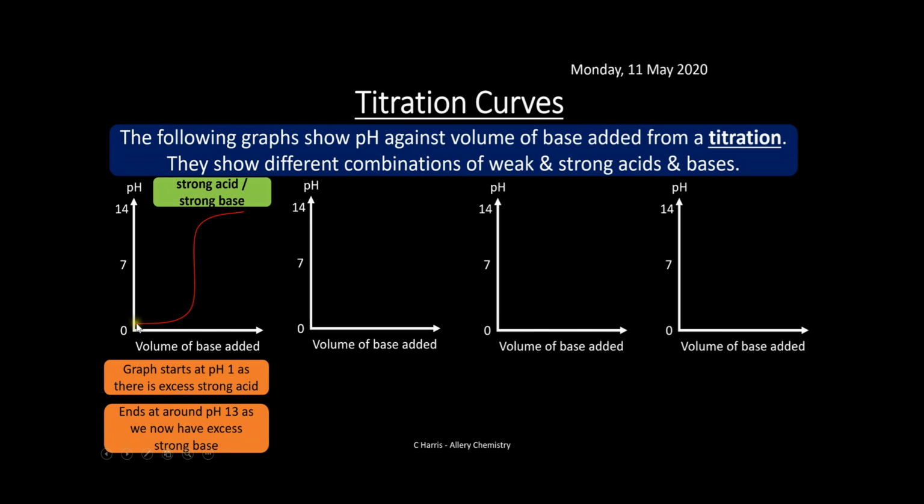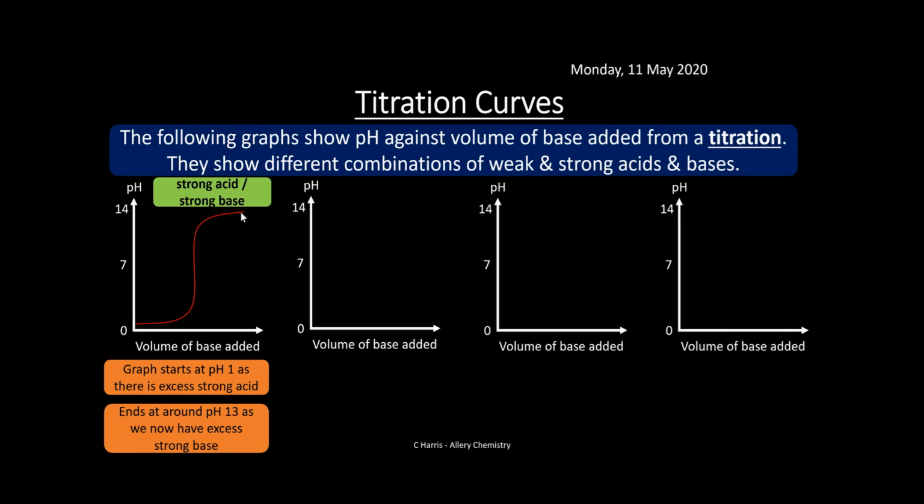Key things you need to look at for these graphs here. This is starting close to 0. So this is telling us that in our conical flask we have a strong acid, and we're adding a base to this, because as time goes on, this is becoming increasingly more basic because we're adding a base to the acid in there. Now this is a strong acid, strong base, so we start really low, and then as we add our base, it turns to a strong base there.